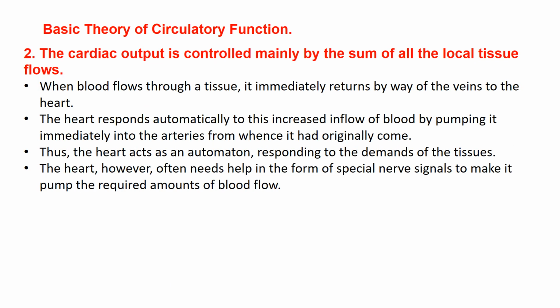2. The cardiac output is controlled mainly by the sum of all the local tissue flows. When blood flows through a tissue, it immediately returns by way of the veins to the heart. The heart responds automatically to this increased inflow of blood by pumping it immediately into the arteries from whence it had originally come. Thus, the heart acts as an automaton, responding to the demands of the tissues. The heart, however, often needs help in the form of special nerve signals to make it pump the required amounts of blood flow.